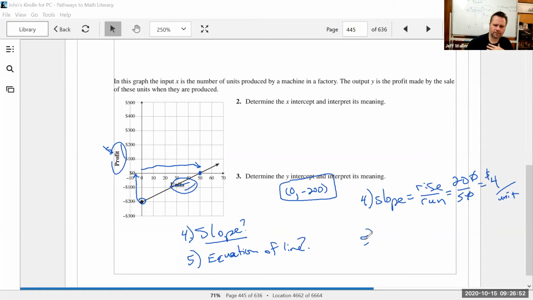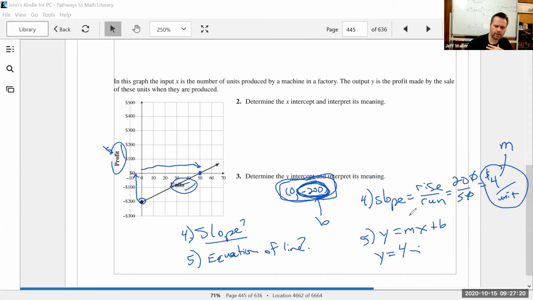So now I can put together these two things. I know the slope, and I know the y-intercept. So what is this piece? What letter is that piece? B. And of course, this is M. So now I can just piece it together. So my profit equals 4x plus B. B is negative, so minus 200.